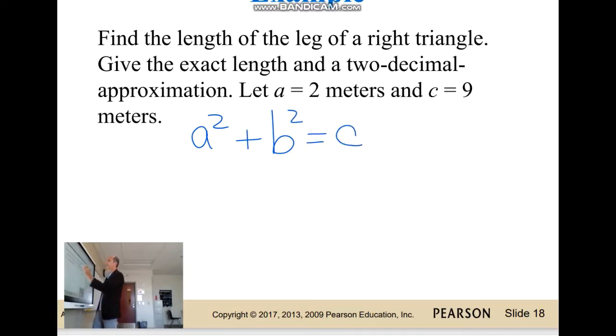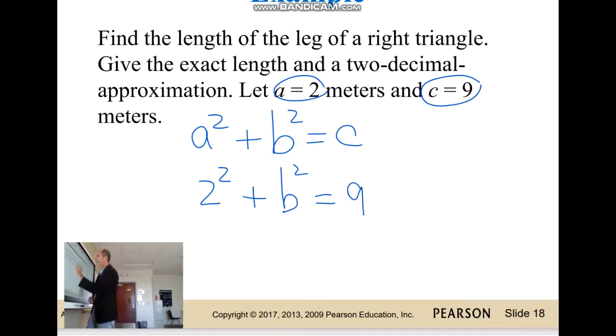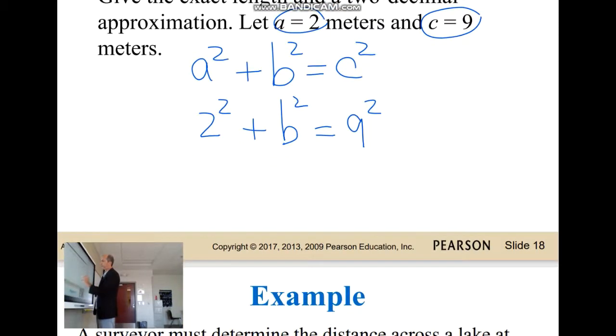So plug in, we have one leg is 2 squared, and the other leg, the hypotenuse, is going to be 9. We want to find here one of the legs. One of the legs, B squared, is unknown, and the hypotenuse is going to be 9 squared. Okay? That means 2 squared, 4, plus B squared equals 9 squared, which is 81.